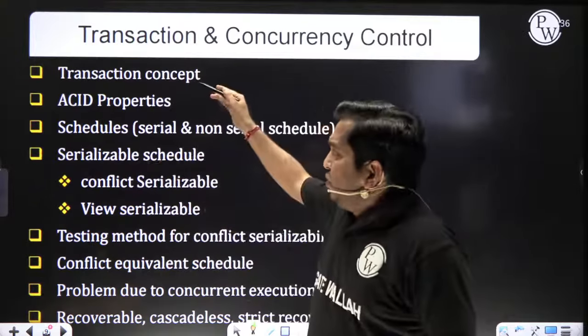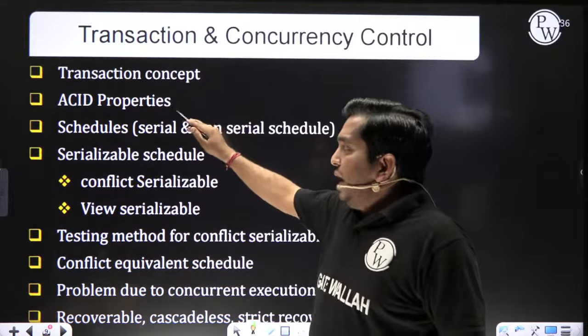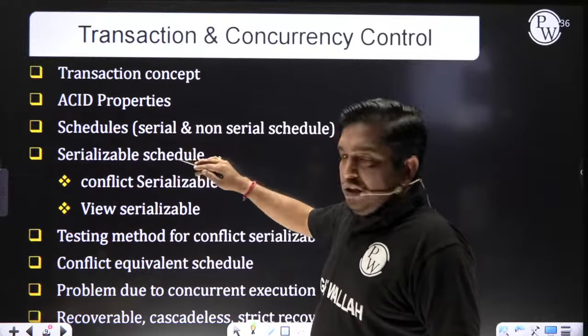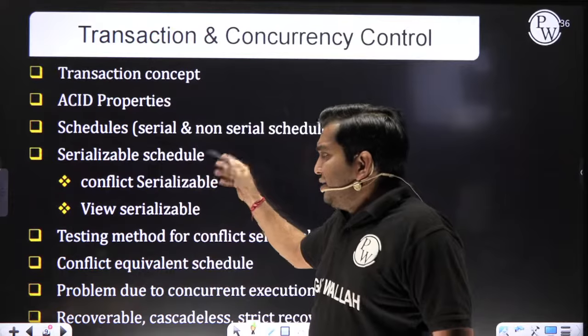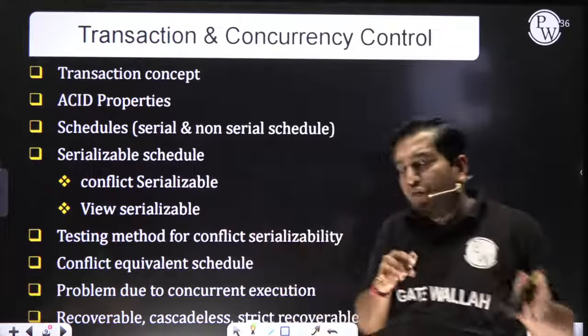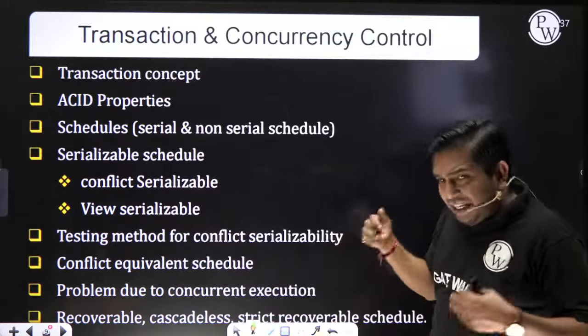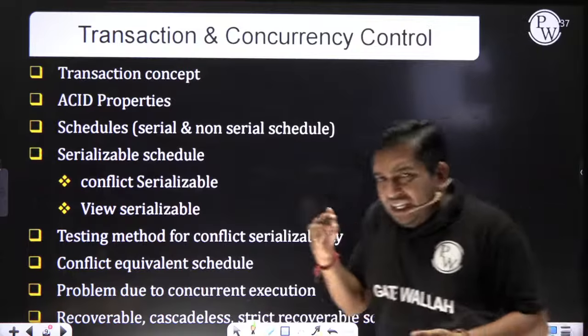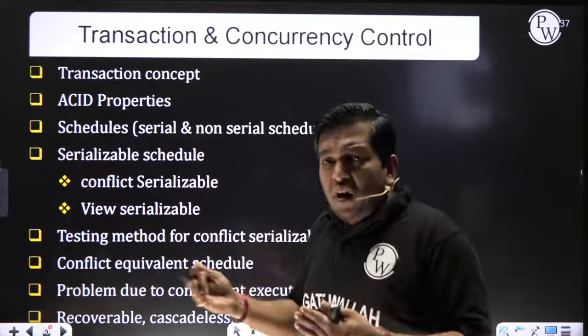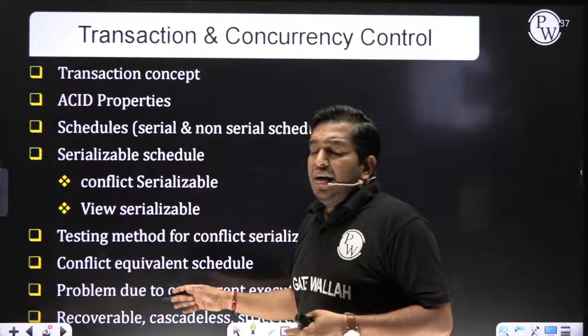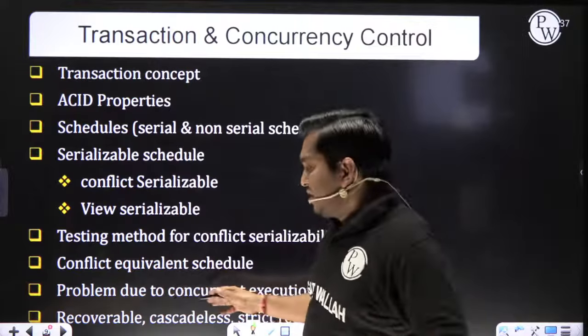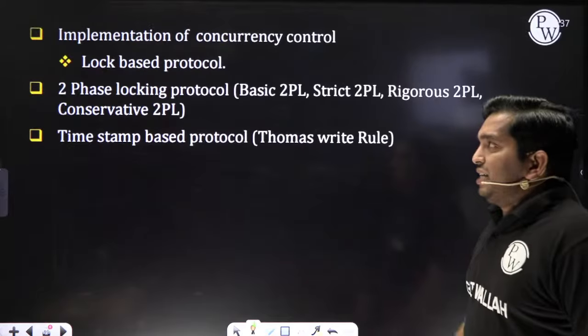In the second chapter, you will read transaction concept, ACID property, and schedule. In schedule, I will tell you about serializable schedule, either conflict or view. What is the testing method? What is conflict equivalent? And what is the difference between conflict schedule, conflict serializable and conflict equivalent? And what are the problems due to concurrent execution, and recoverable and cascadeless schedule?